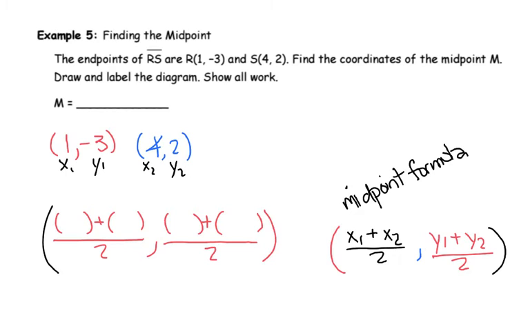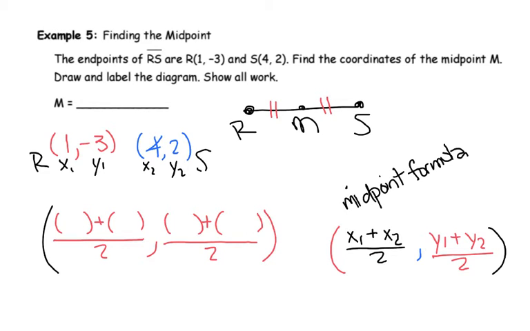All right, example 5. Finding the midpoint. Now we're going to be using our midpoint formula. So the endpoints of segment RS are that point R is 1, negative 3, and point S is 4, 2. Find the coordinates of the midpoint M. If I were to draw this picture, it would look something like this: RS and a beautiful M in the middle. To make sure I know M is the midpoint, I have to have some type of marking. That shows they're congruent. M is the midpoint.